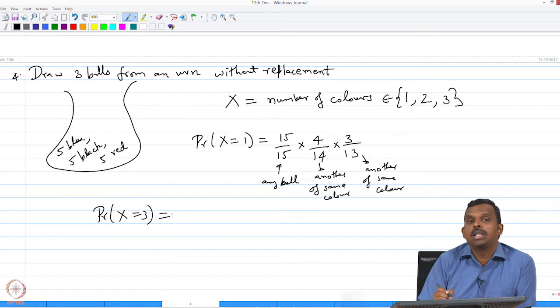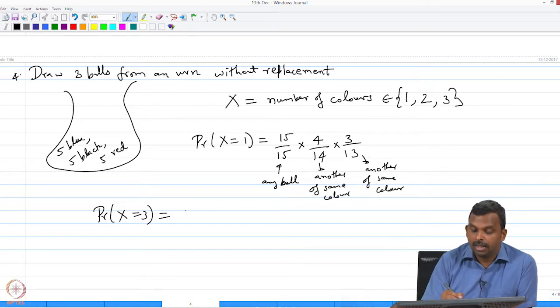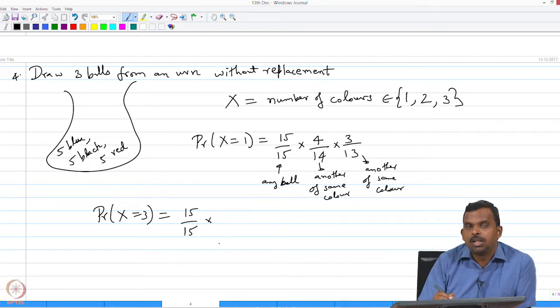Okay. So, I want 3 balls of 3 different colors. Once again, the first ball can be of any color, there is really no restriction on the first one. So, once I have picked a ball of one color, what should happen in the second ball? It should be some other color. How many balls of other color are left? 10 out of 14.